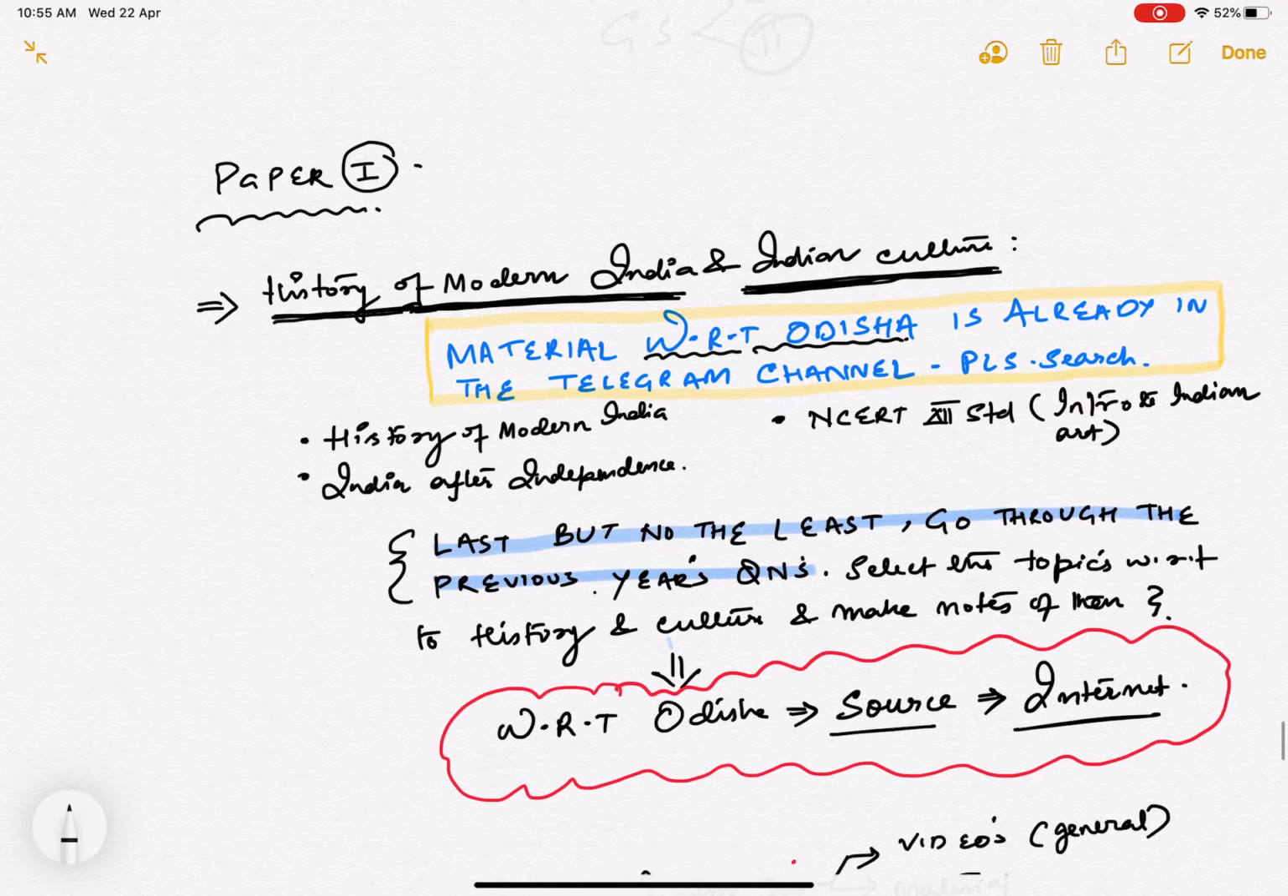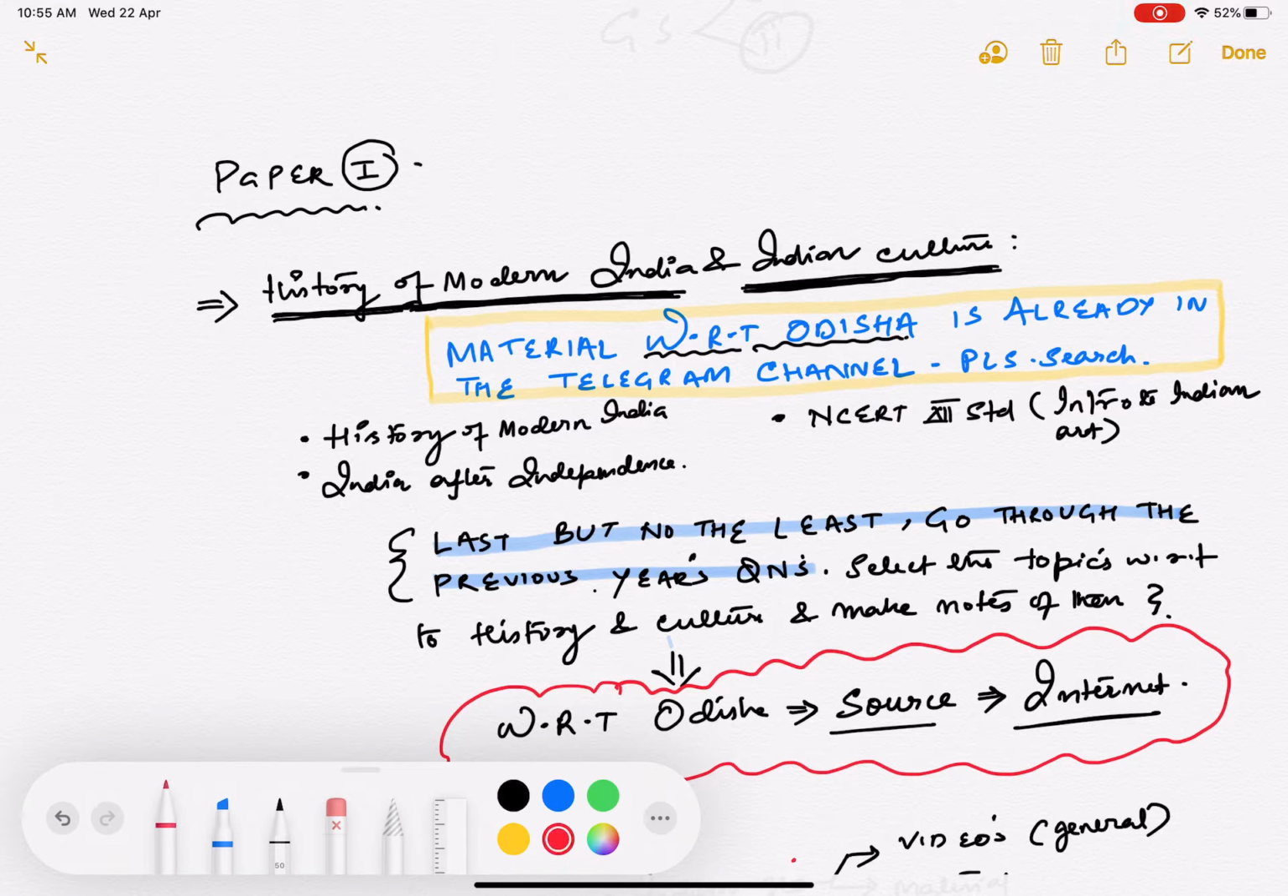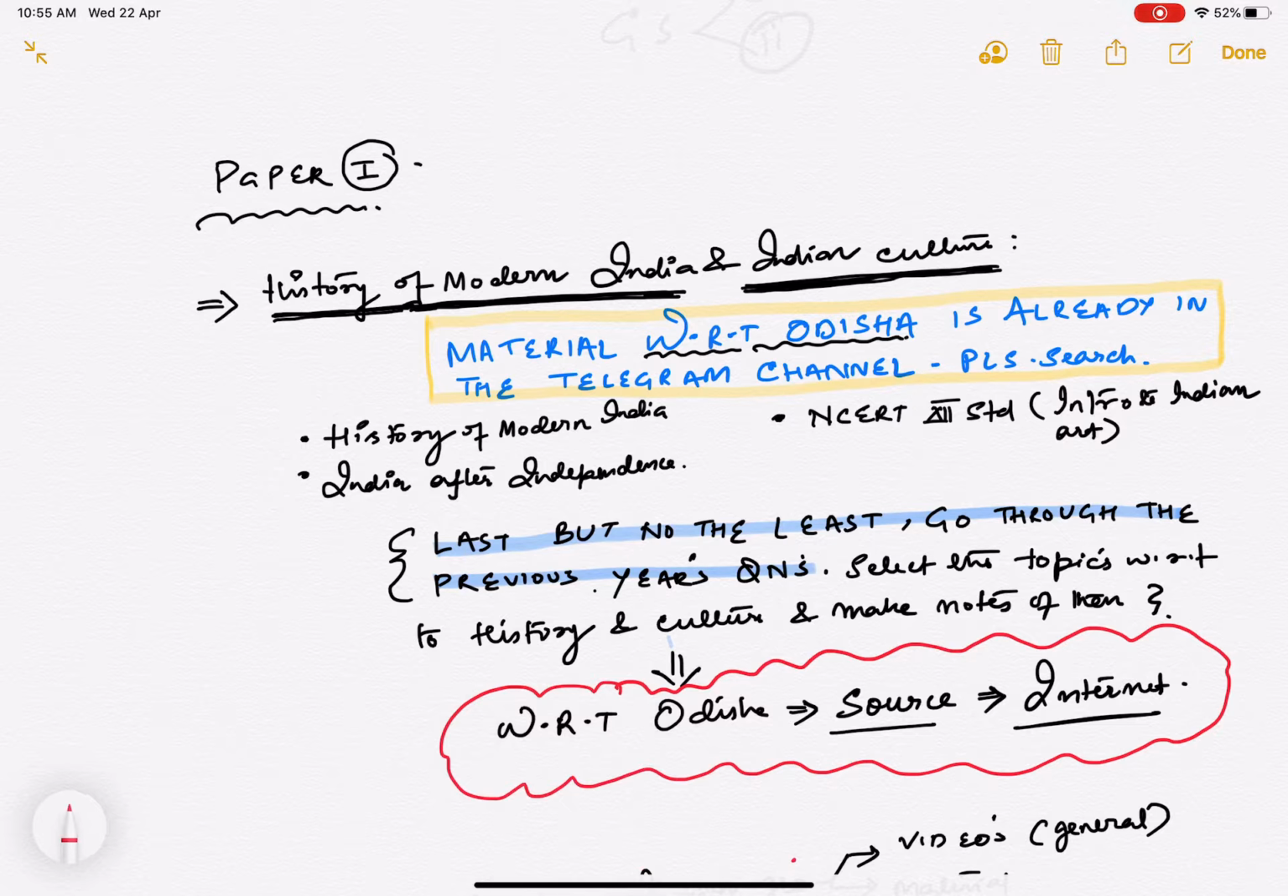Your paper 1, basically, first has the history of modern India and your Indian culture. In this context, let me make it clear that materials with respect to Odisha are already available in our Telegram channel. Please search for it. Next, with respect to the history of modern India, this is Bipin Chandra's.